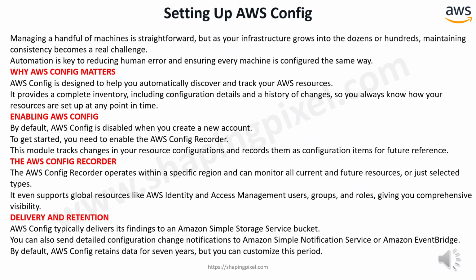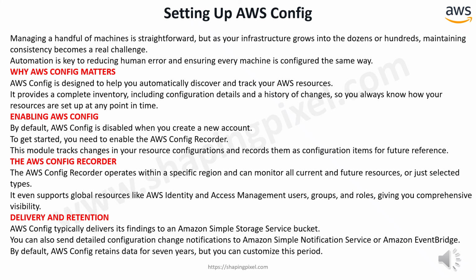Why AWS Config matters. AWS Config is designed to help you automatically discover and track your AWS resources. It provides a complete inventory, including configuration details and a history of changes, so you always know how your resources are set up at any point in time.